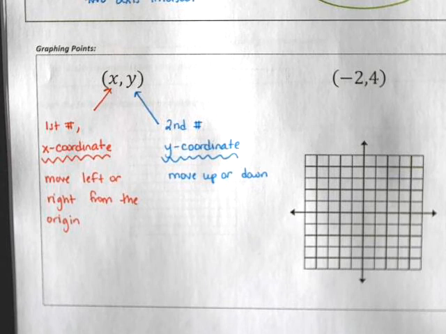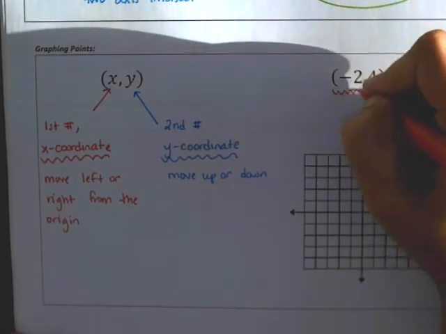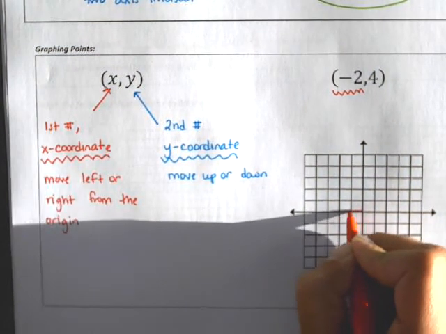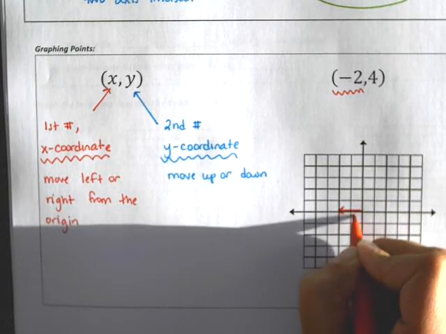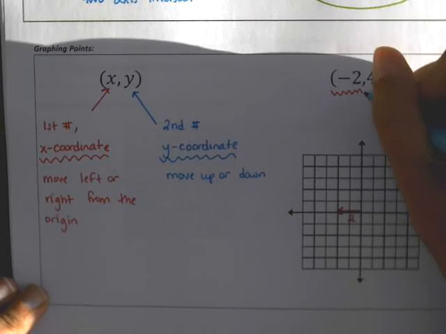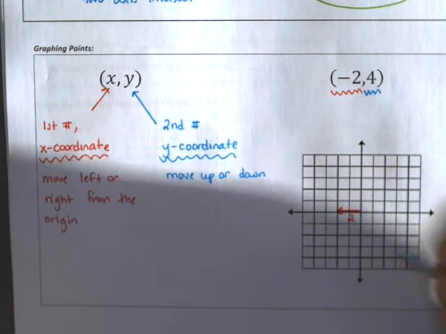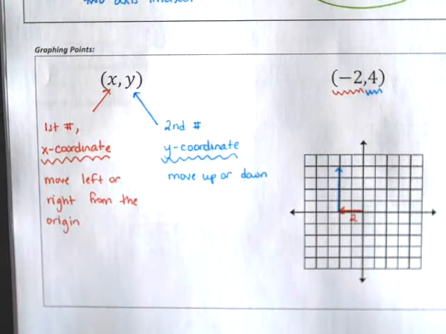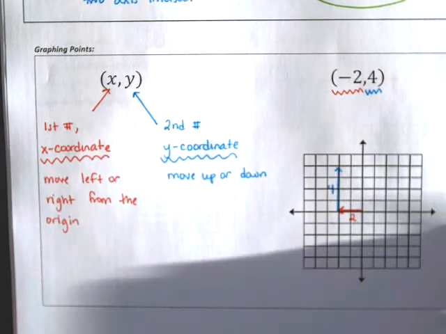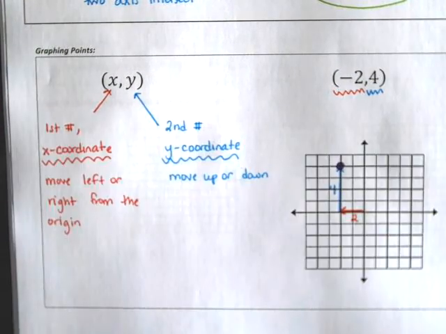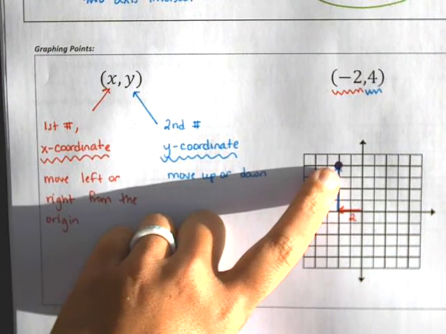So let's practice graphing. If we want to graph the point -2, 4, -2 says, starting at the origin, go left 2 spaces. And the reason we go left is because it's negative. The +4 says, okay, from there, go up 4 spaces, and the reason we go up is because that's a positive, and that would put our final point, where we actually put a dot, right here on the graph.